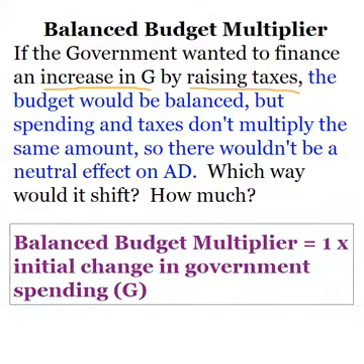We know that government spending multiplies more. So which way would it shift? It shifts whichever direction G is changing. If G is increasing, it's going to shift right. If G is decreasing, it's going to shift left. Well, how much? We're going to need the new equation, the balanced budget multiplier. And this is 1 times the initial change in government spending.